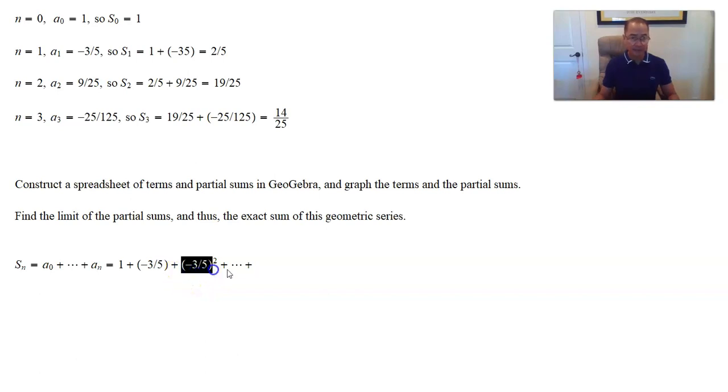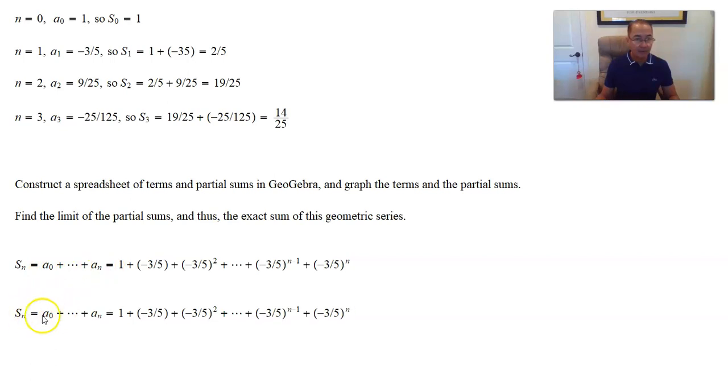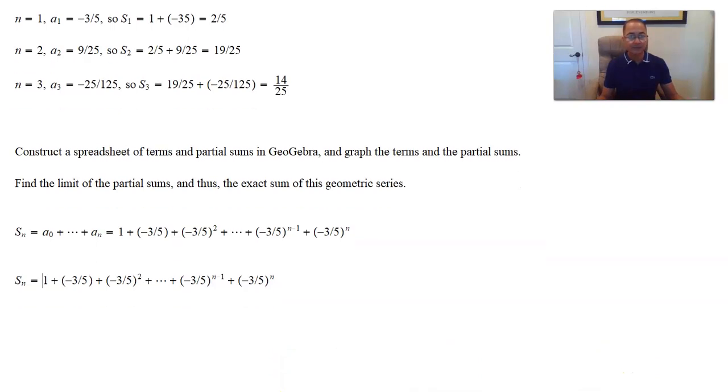But for emphasis, this is our r. We want to go up to n minus 1 and one more term to the power n. Okay, so I just want to emphasize that right before negative 3/5 to the n, we have negative 3/5 to the power n minus 1. Let me make a copy of this because I want to remove the definition that appears here. Okay, so let's simplify it to that.